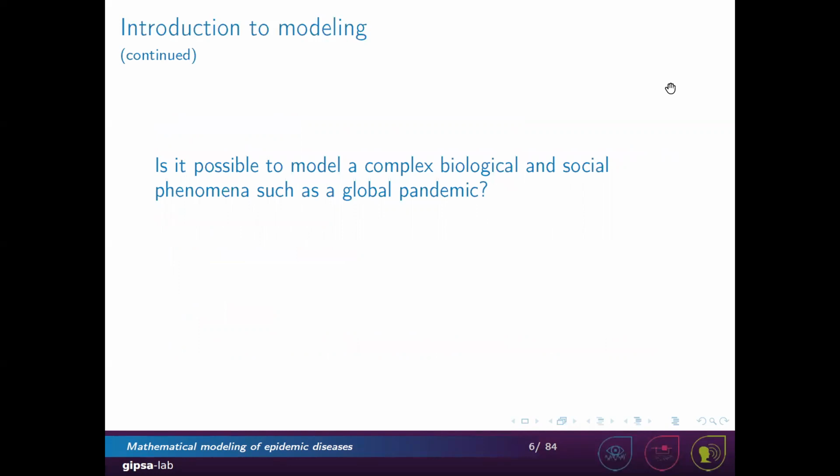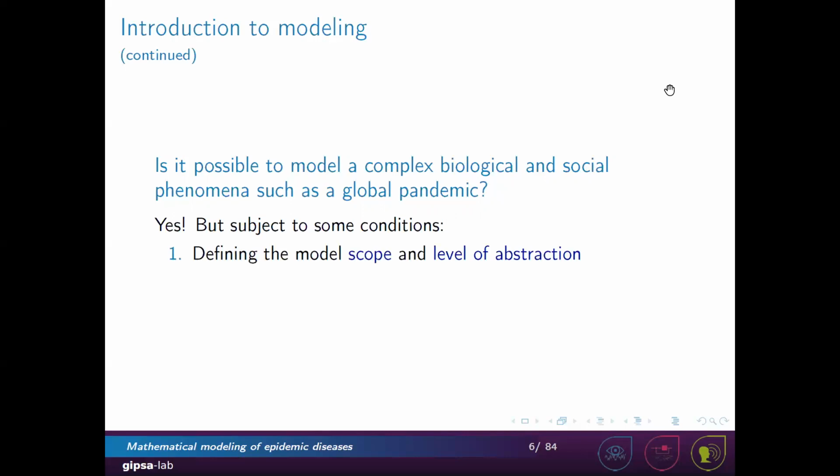We are already familiar with the idea of modeling in different fields of science and engineering. We have used models for physical systems, for engineering systems in electronics, in mechanics. But the question is whether we can use mathematical models for complex biological and social phenomena such as a global pandemic. The answer is yes, but we need to guarantee a few conditions.